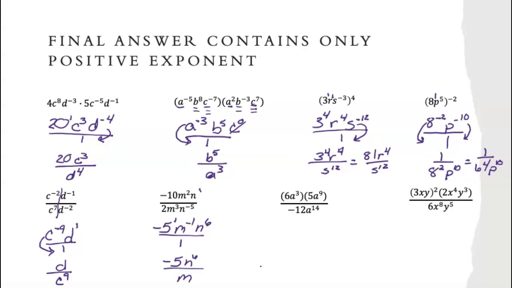We've got 2 more here, and both of these are going to be that mixed operation. So if you look here, I notice I probably need to multiply before I can divide. So 6 times 5, 30. I have an a and an a, so keep the a. 3 and 9 is 12. I'm just going to rewrite that over negative 12, a to the 14th.